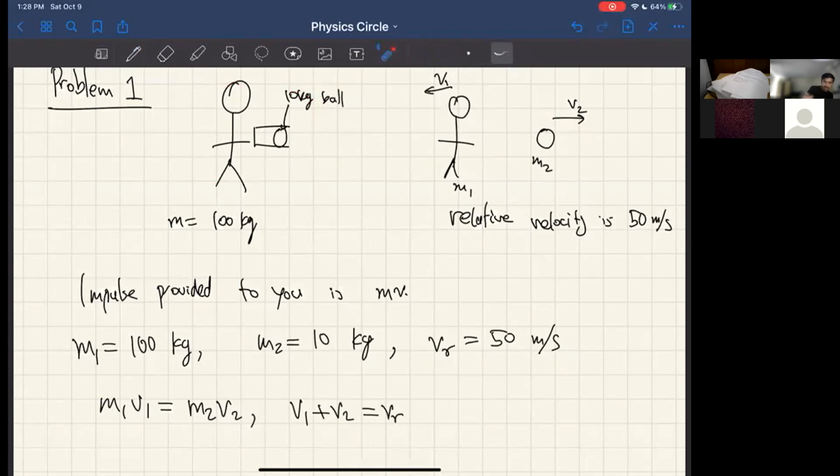So by the way, some people are pointing this out in chat. I've done something slightly non-standard where I've set the directions of these velocities to be opposite. Generally, if you want to be more careful, you'd say v1 and v2 are both in this direction, and then one of them ends up being negative. But just for simplicity, I've said one of them is backwards, one of them is forwards, so that they're both positive. So this is the system of equations that you get.